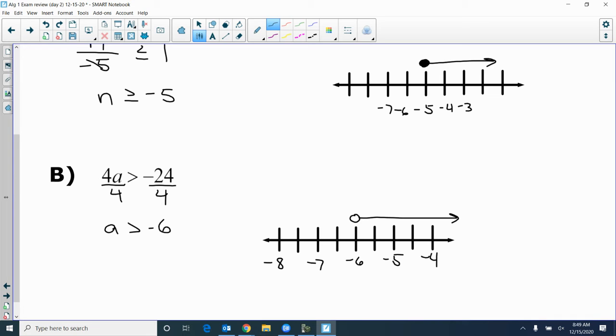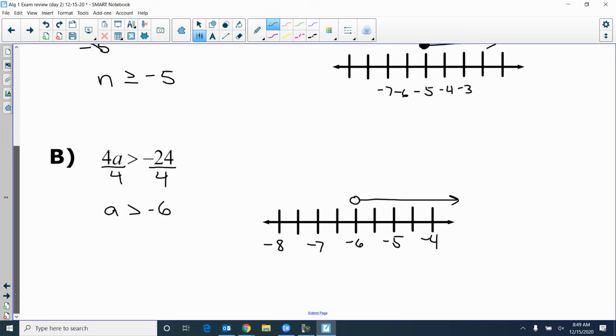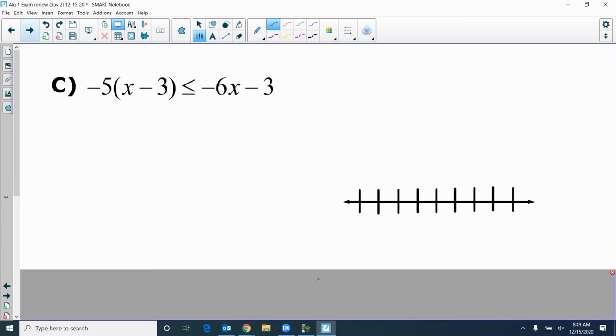All right, now C has a little bit more going on there. Distribute your -5. Okay, so for C, distribute that -5, and don't forget when you distribute, -5 times x, -5x, -5 times -3, plus 15.